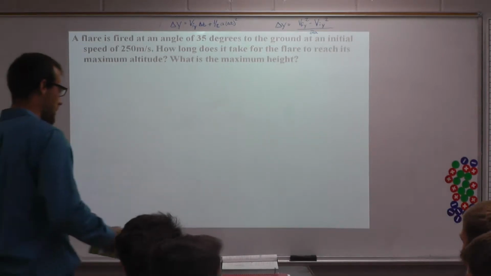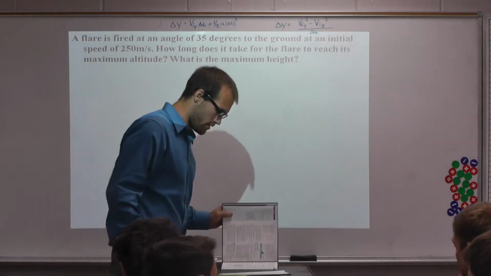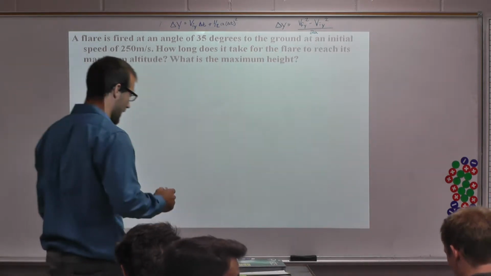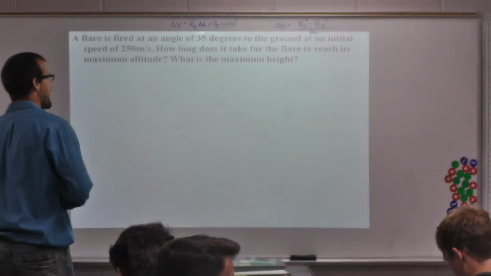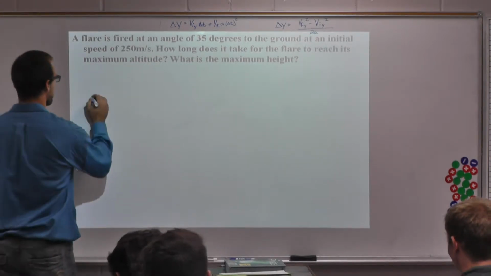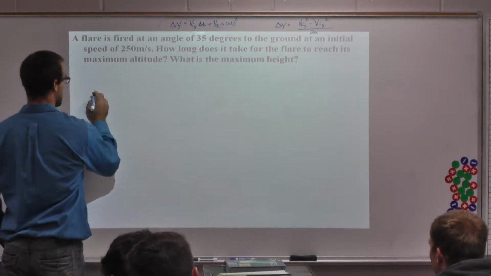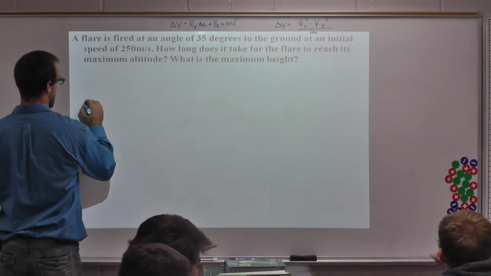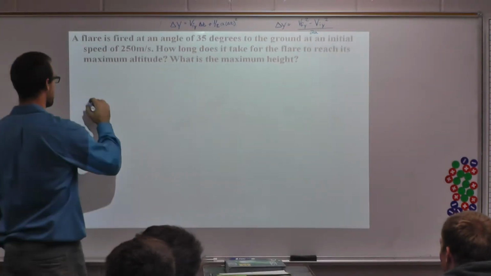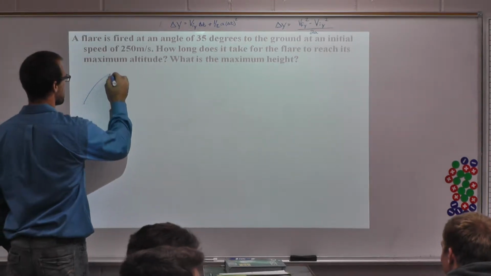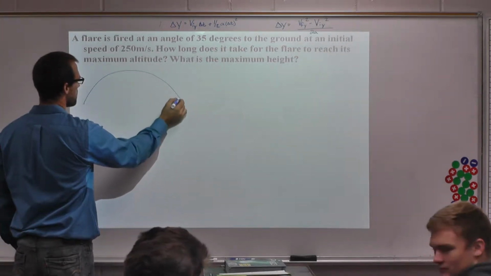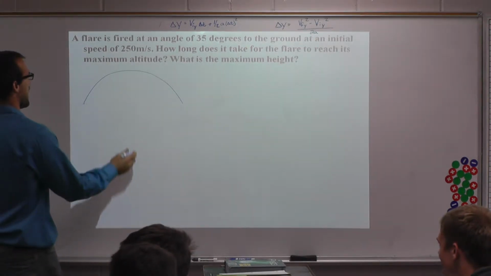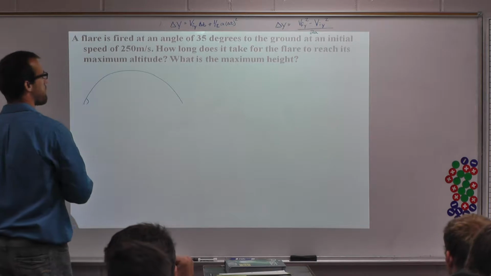Alright, we ready? So now, here's the difference between what we did on Friday and what we're doing today. We are shooting at an angle. I'll try not to draw pictures, and I'll just assume we're on the ground, and we're shooting a flare right out of the ground. It's a flare board. Okay, and we know that this angle is what?